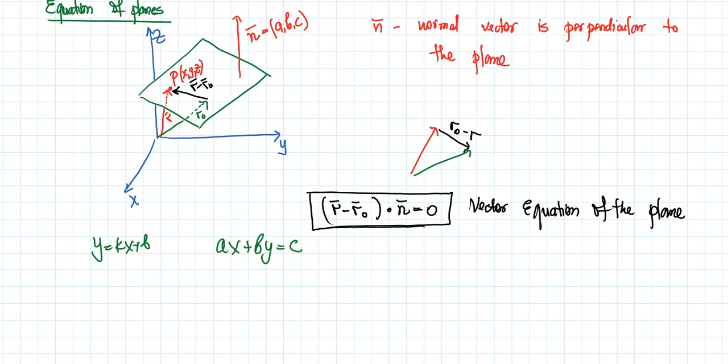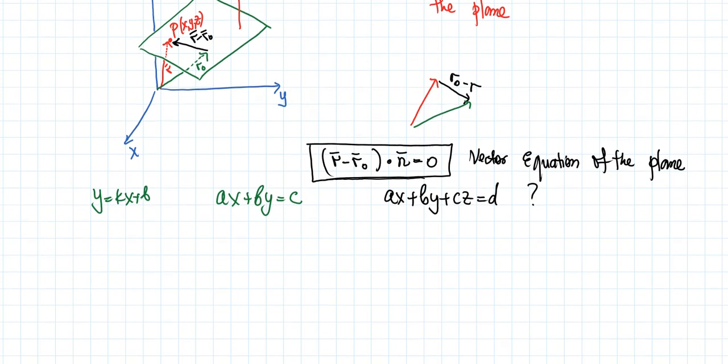Just knowing that the equation of the line is ax plus by is equal to c, what do you think? How should the equation of the plane look? Which is an easier way to define the equation of the plane? Maybe ax plus by plus cz is equal to d? Yes? This is more intuitive, right? Okay, so let's show that the vector equation of the plane is exactly the same as this one.